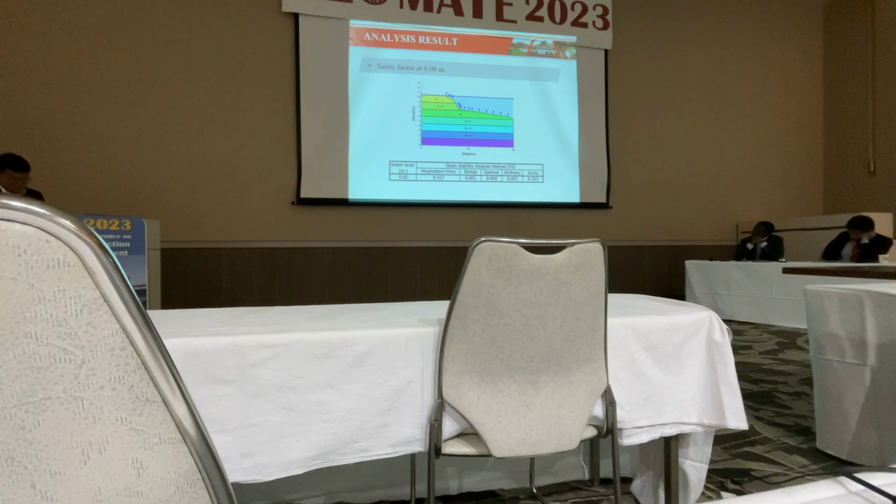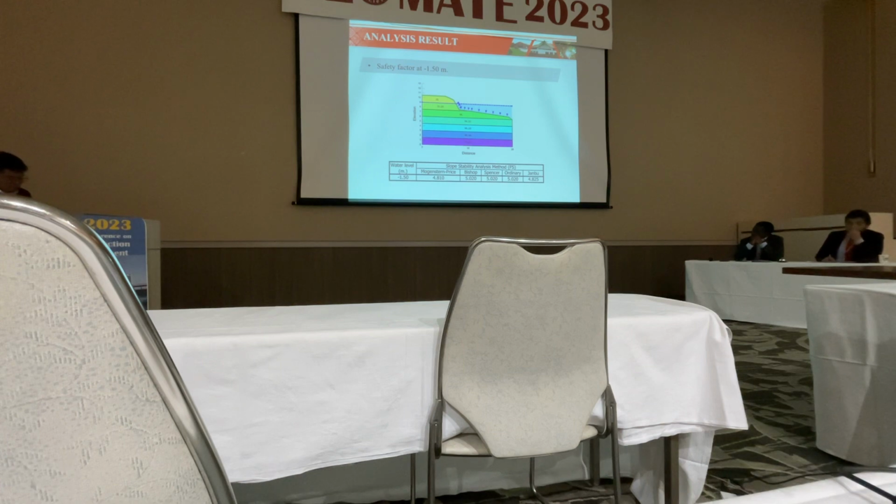Result: the water level is at the top of the bank. We analyze slope stability by the Ordinary method of slices, Bishop, Spencer, Morgenstern-Price, and Janbu methods. We found the safety factor is about 8.4 to 8.8.